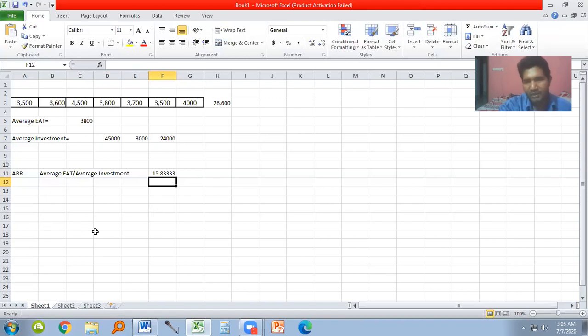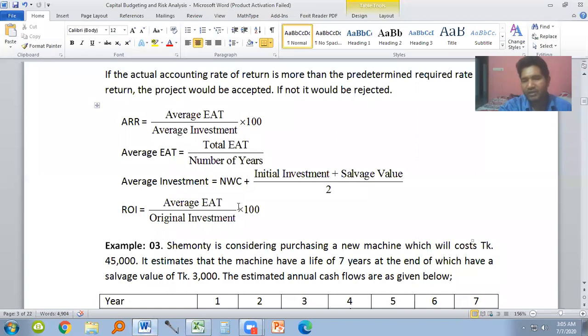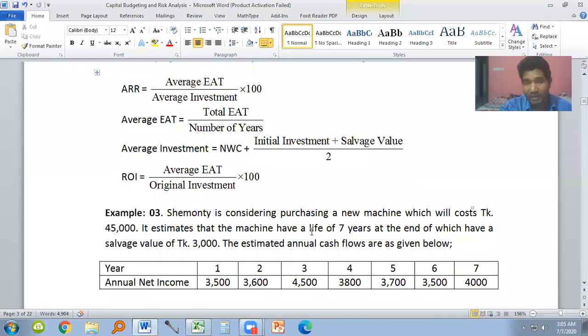And now we have to calculate ROI, return on investment. What is the formula of ROI? ROI equals average EAT divided by original investment. What is the amount of original investment here? Yeah, original investment is only taka 45,000. So we have to divide average EAT by 45,000 and multiply by 100 for the percentage.